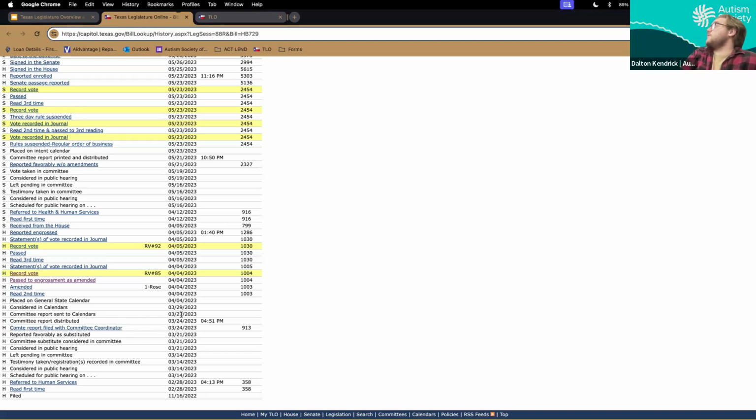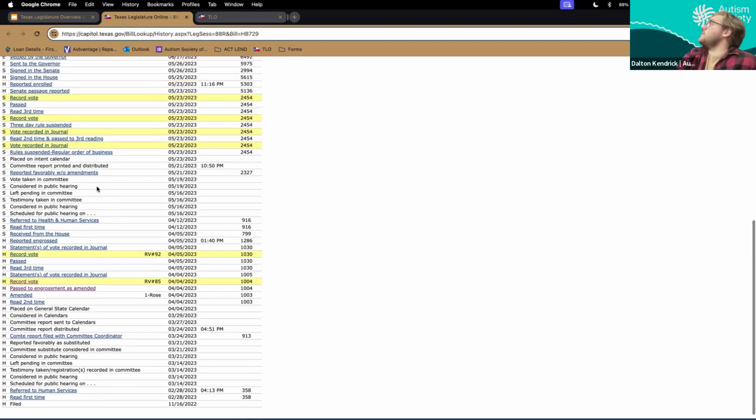And luckily, this was referred to calendars on the 27th. 2 days later, it was placed on the general state calendar. So it got onto a calendar really quickly, which is great. So it was read, and then they took votes on it, and then it passed on a vote. So then it gets sent to the Senate. So then the process starts over. All right, it's in the Senate. It got referred to Health and Human Services, which is one of their committees. And you keep going, keep going.